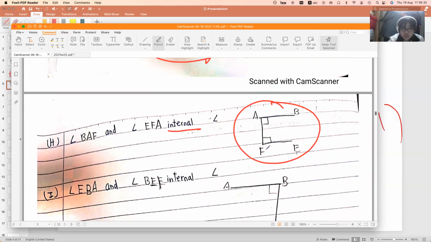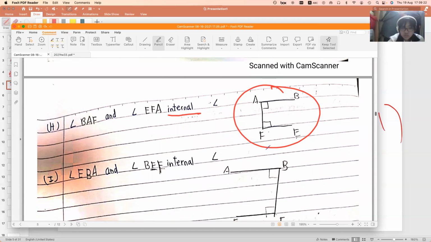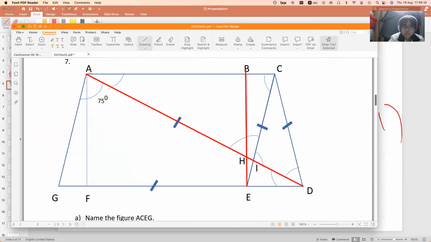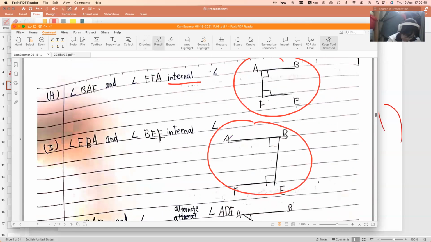You're supposed to show me this. At least you show this. Okay, let's see if this one matches the figure or not. So let's see BAFE. Okay, it shows. Good. Then for ABEF.